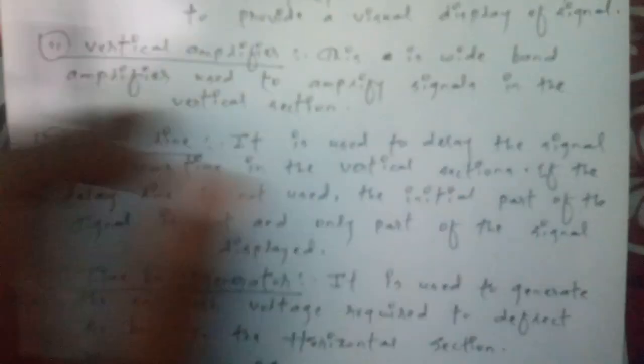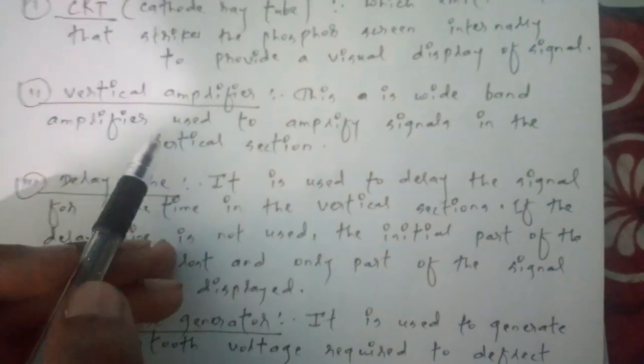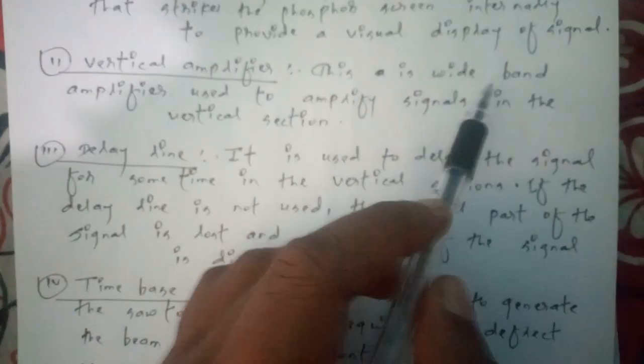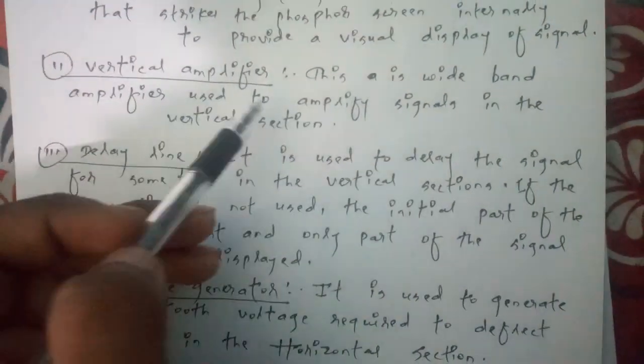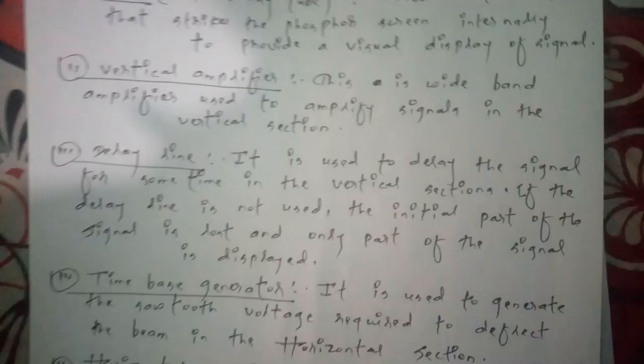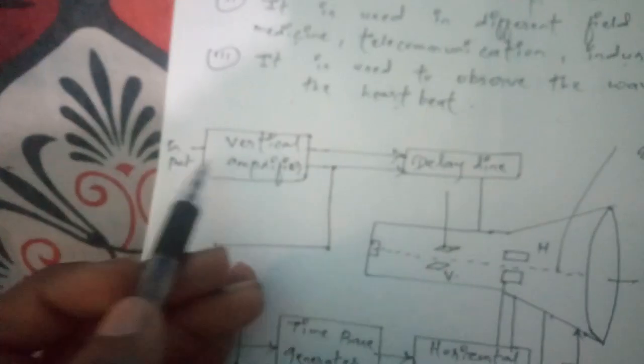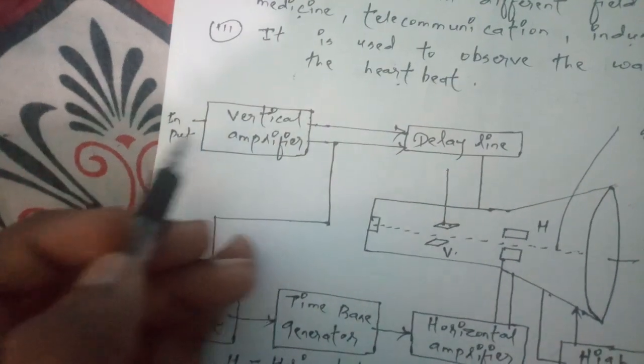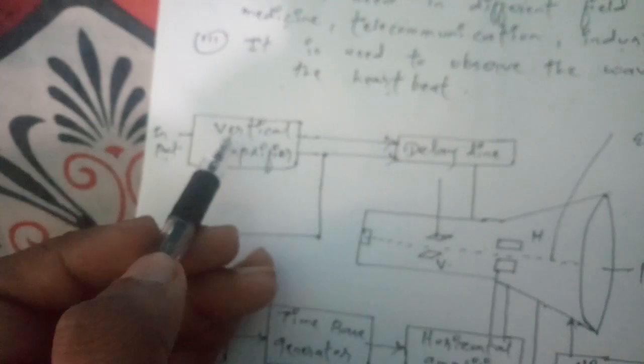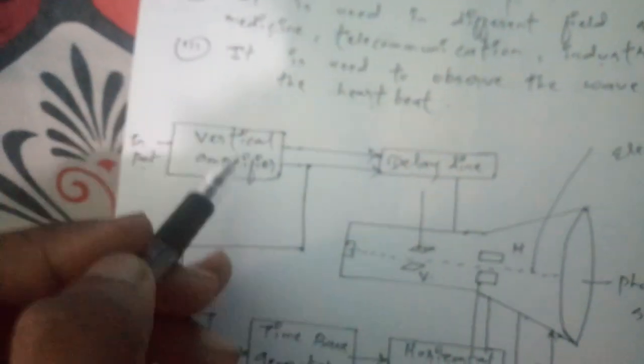Now the vertical amplifier. The vertical amplifier is a wide band amplifier which is used to amplify the signal in the vertical section. Look here, first of all the input signal is given, and after the input signal, the vertical amplifier amplifies the input signal in the vertical section.